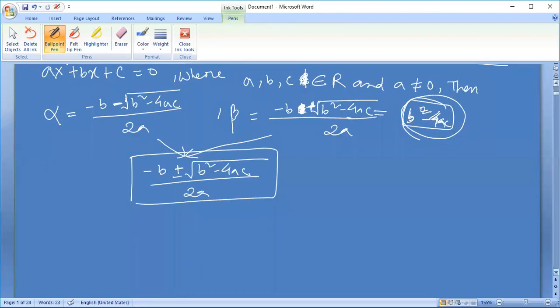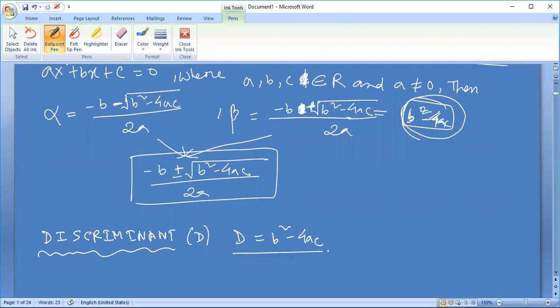Yes, sir. Now this b square minus 4ac is known as discriminant. Discriminant means what? I will write it down: D-I-S-C-R-I-M-I-N-A-N-T, discriminant. It is denoted by capital D. So the nature of the roots will depend upon this discriminant value. One minute. Now see, the value of D is b square minus 4ac. This is the value of D. Clear? Yeah.